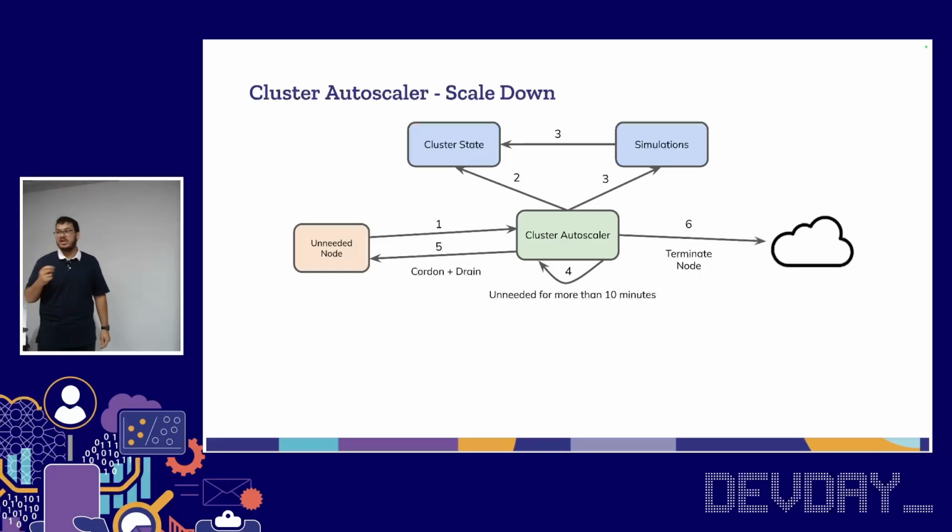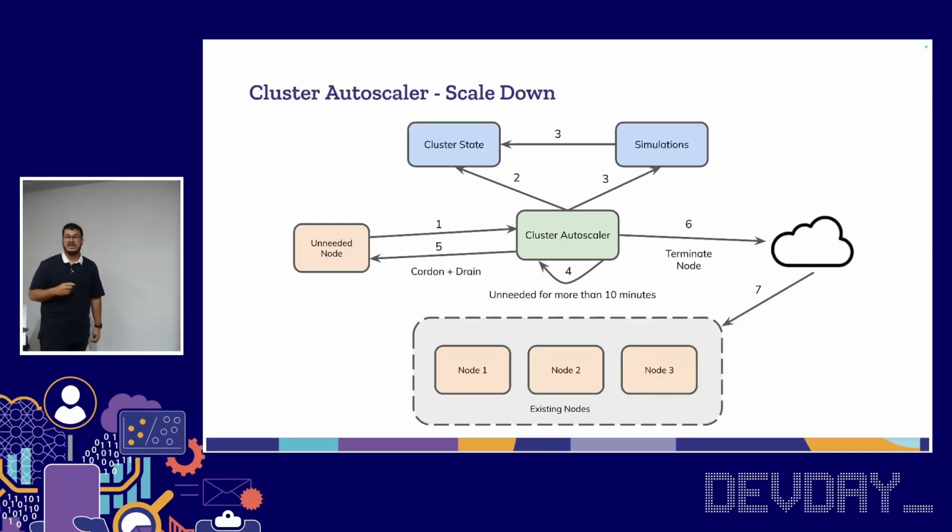And after there are no more pods running on that node, the Cluster Autoscaler uses your cloud provider's API to remove that node from your cluster. So it sends a terminate node request to your cloud provider, and the end result is that you have one less node in your entire cluster.